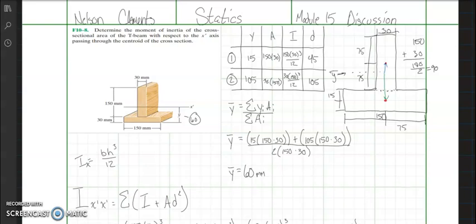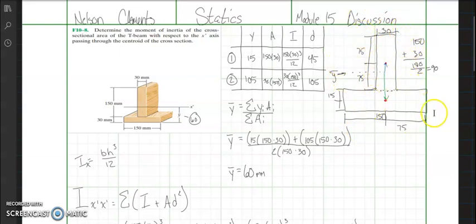Hello class, today we're going to be solving problem F10-8, which states: determine the moment of inertia of the cross-sectional area of the T-beam with respect to the x-prime axis passing through the centroid of the cross-section. What a mouthful. So first thing I did was redraw my beam here with some dimensions.